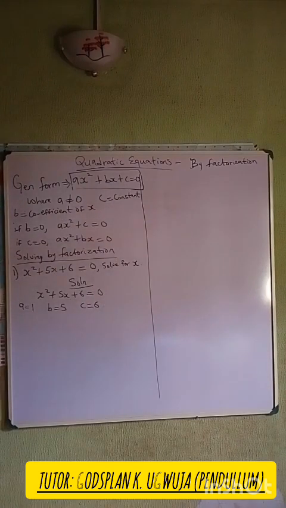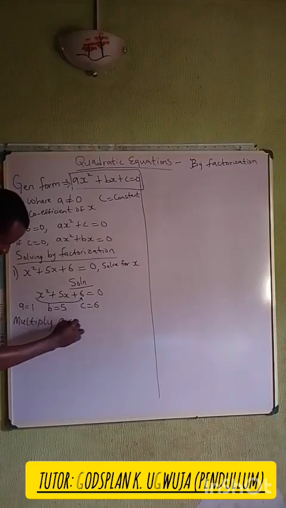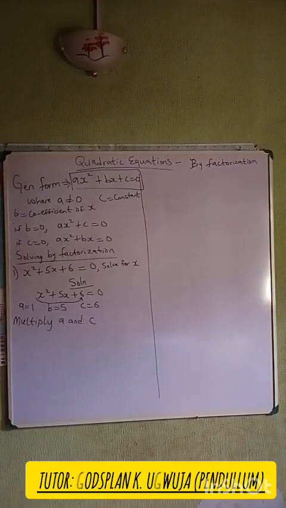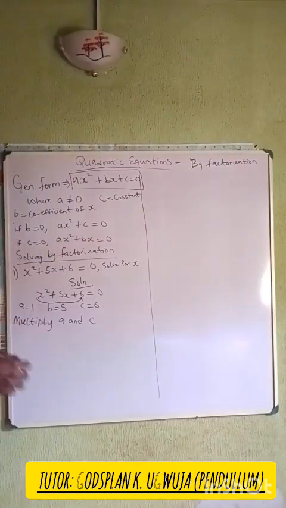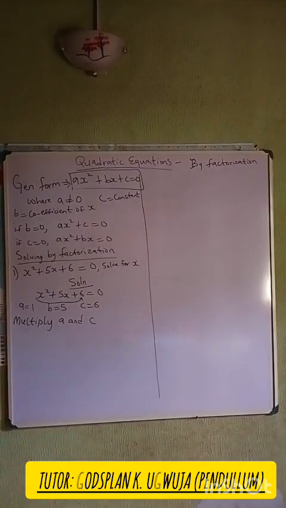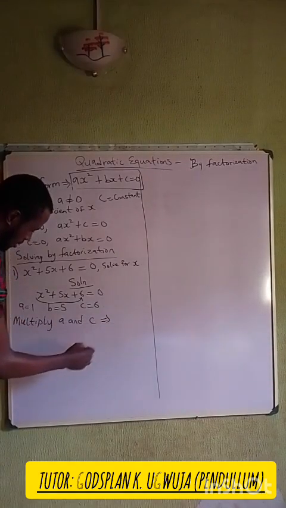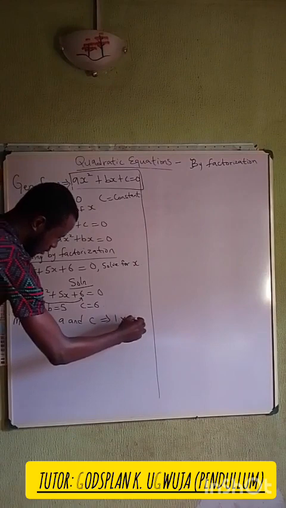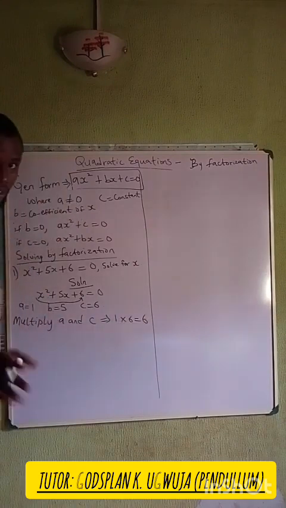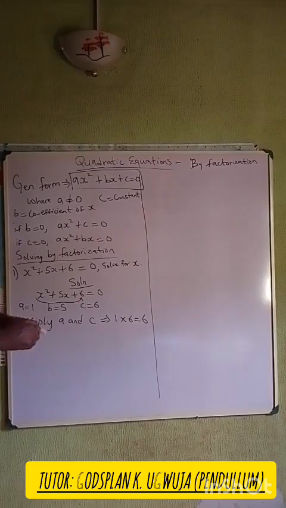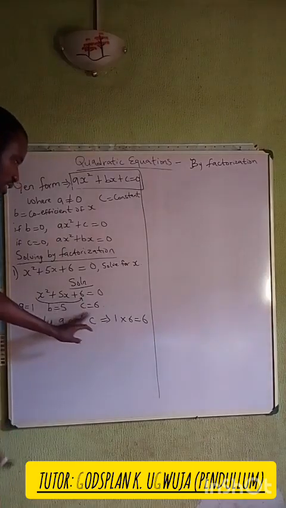Now, to solve by factorization, we are going to multiply a and c. Let me write it out for you. We are going to multiply a and c. So you multiply the coefficient of x squared and the constant. If we do that here, that gives us 1 times 6, which equals 6. I hope you're following. I hope it's clear up to this point.